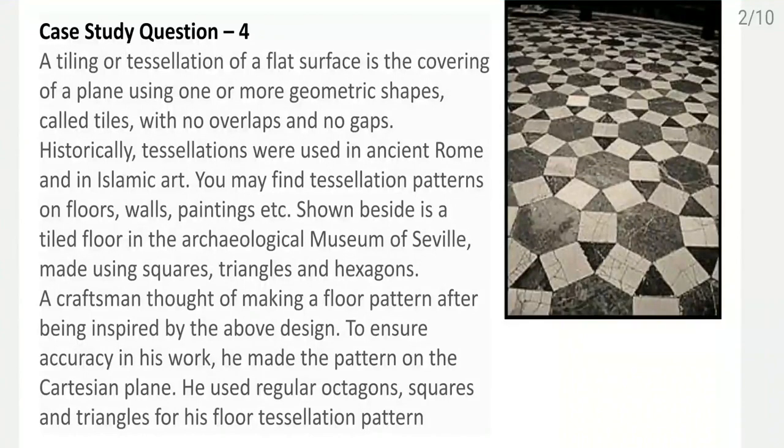Case study based question number 4. A tiling or tessellation of a flat surface is the covering of a plane using one or more geometric shapes called tiles with no overlaps and no gaps. Historically, tessellations were used in ancient Rome and in Islamic art. You may find tessellation patterns on floors, walls, paintings, etc.